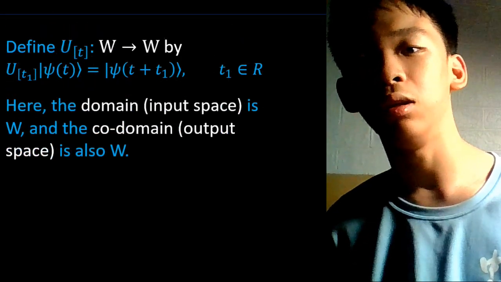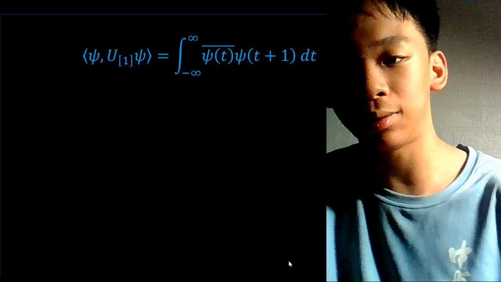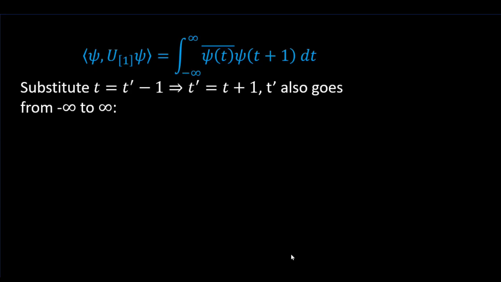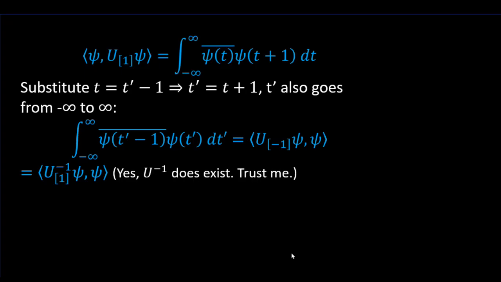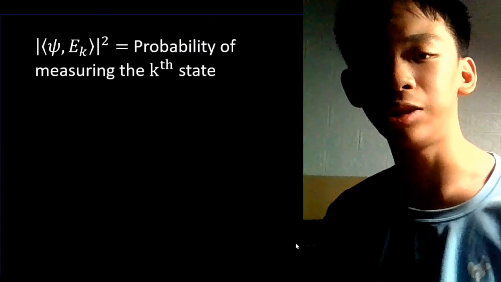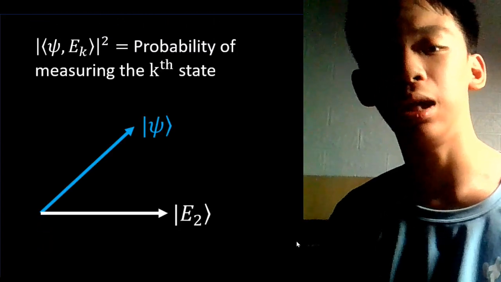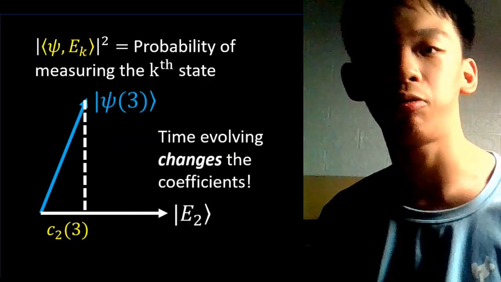We can show that U_t1 is unitary by checking the adjoint property. The following is the proof for U_t1. The probability of measuring the k-th state is the following inner product squared. Time evolving psi would change the coefficients from c of 0 to c of t1. We'll see how they change in part 4.